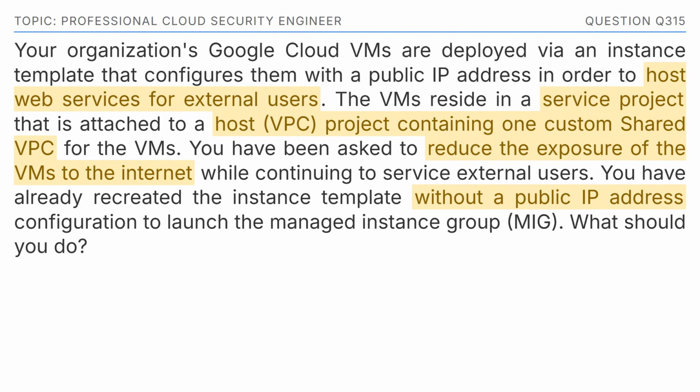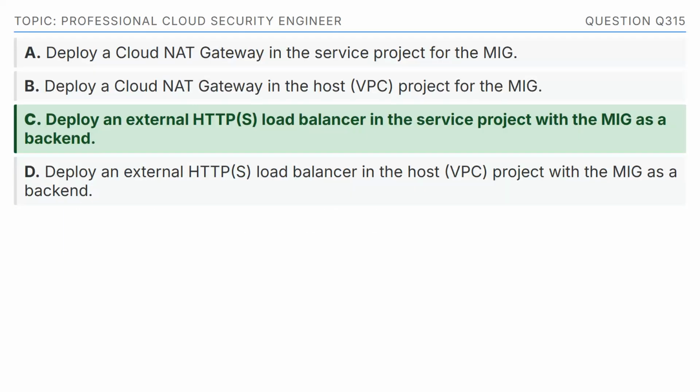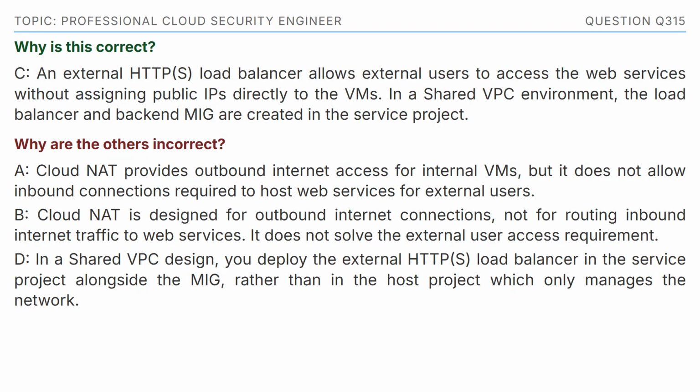To arrive at the correct answer, we focus on the keywords: host web services for external users, service project, host VPC project containing one custom shared VPC, reduce the exposure of the VMs to the internet, without a public IP address. The correct answer is option C, deploy an external HTTPS load balancer in the service project with the MIG as a backend. Why is this correct? C. An external HTTPS load balancer allows external users to access the web services without assigning public IPs directly to the VMs. In a shared VPC environment, the load balancer and backend MIG are created in the service project.